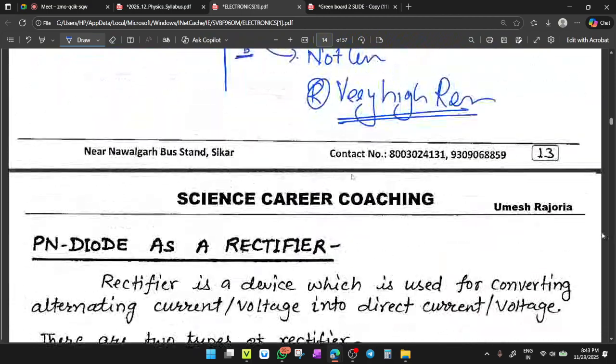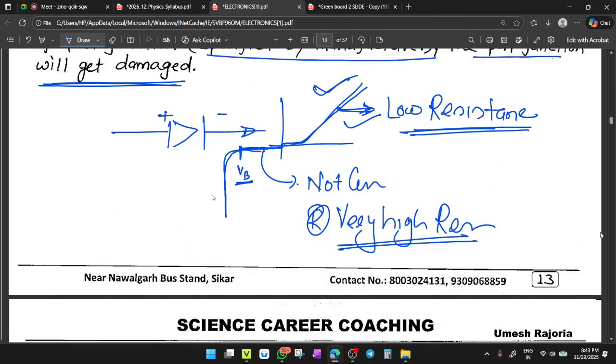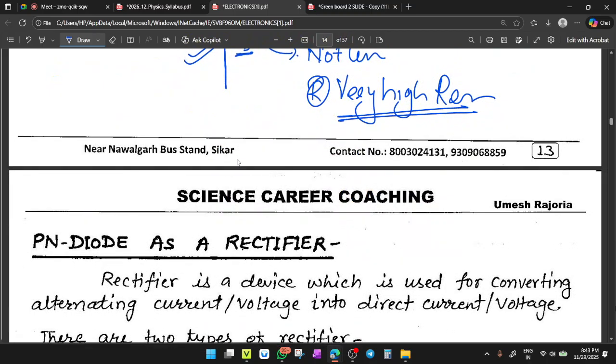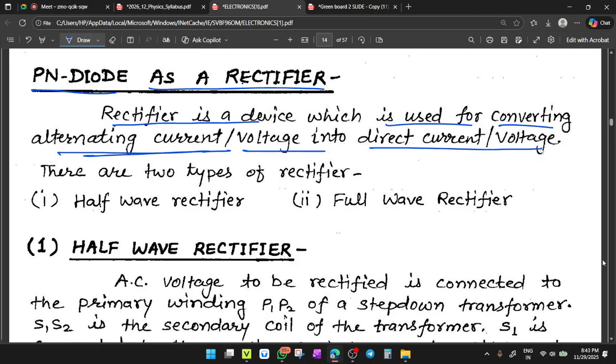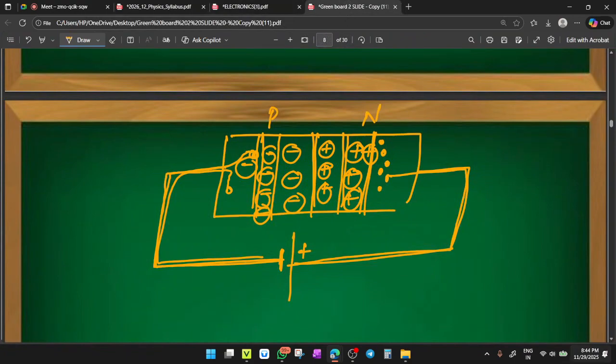So by taking the advantage of these two conditions, we are going to use the PN junction diode as a rectifier. So PN junction diode as a rectifier. What is a rectifier? A rectifier is a device which is used for converting alternating voltage or current into direct current or voltage. So you have an alternating voltage or current supply, and you want direct current, so you have to use a rectifier. Let us see what the aim of a rectifier is.